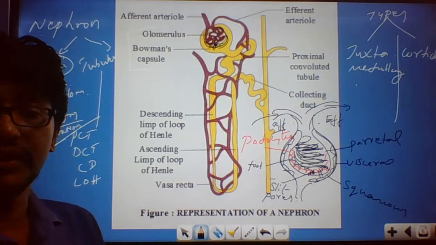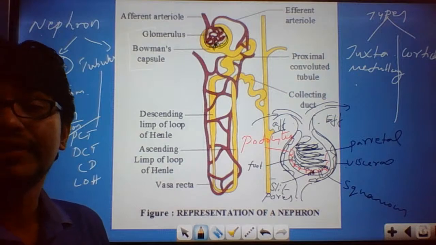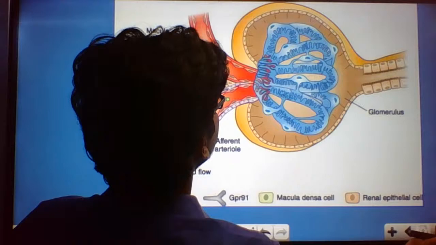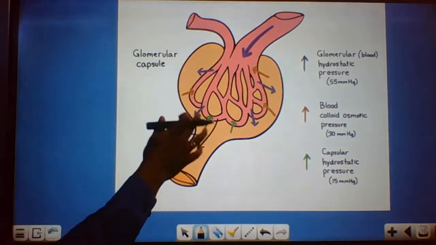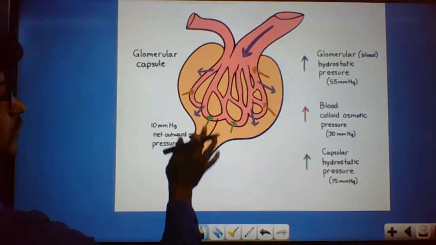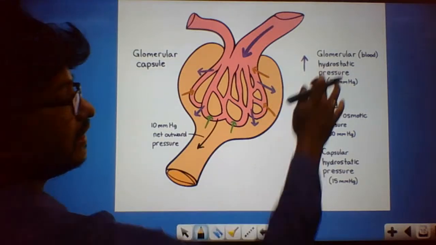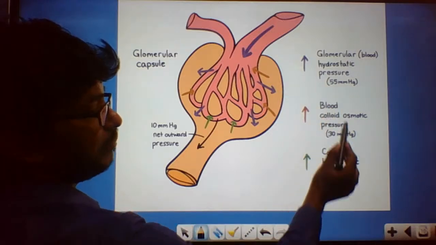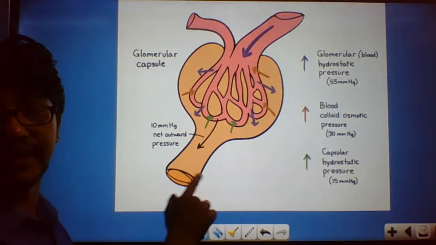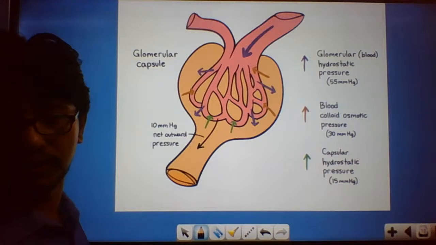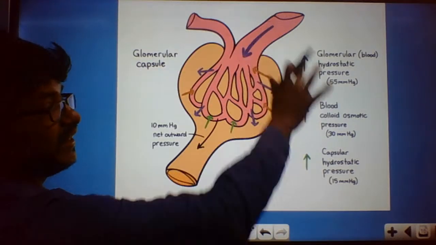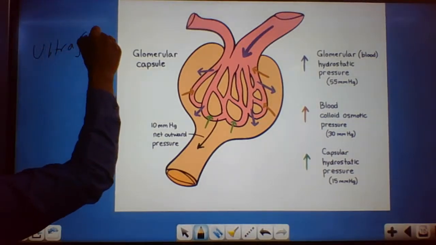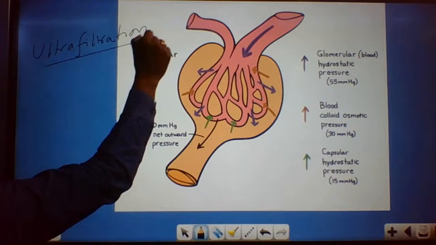Another important area where questions will come is the net filtration rate. We're going to discuss the net filtration rate. I'm talking about the Bowman's capsule. Here you could see the glomerulus capsule. There are three types of pressure: glomerular hydrostatic pressure, which is the blood pressure, and capsular hydrostatic pressure. Calculation-based questions will come from this area. When I talk about ultrafiltration, what is the mechanism behind it?